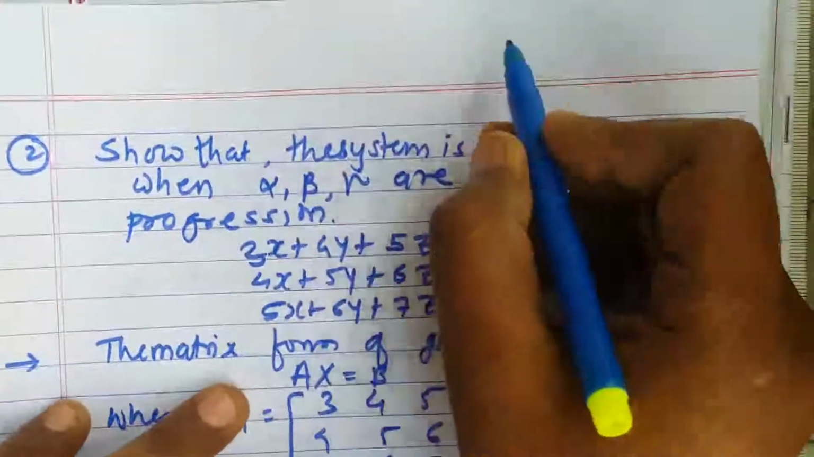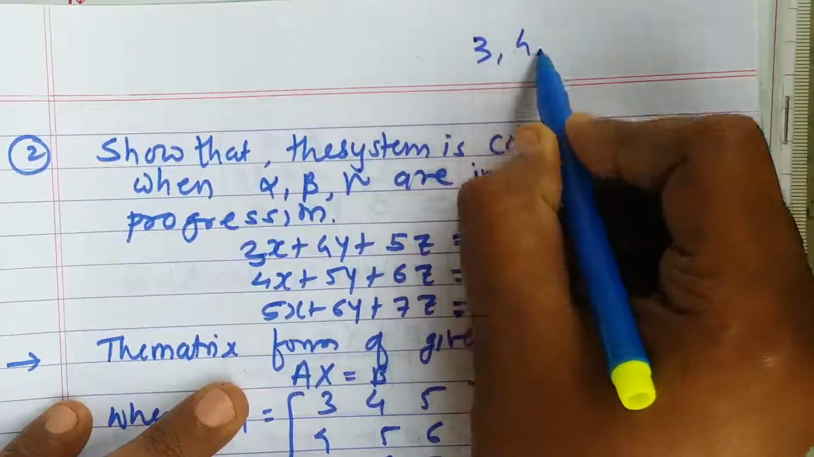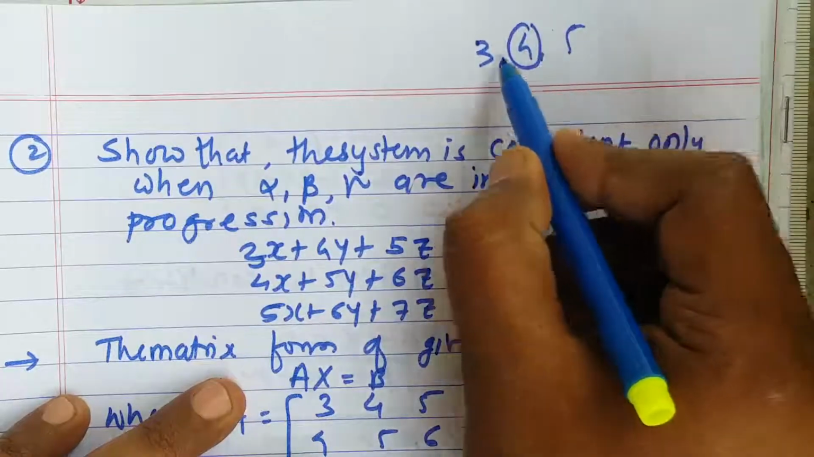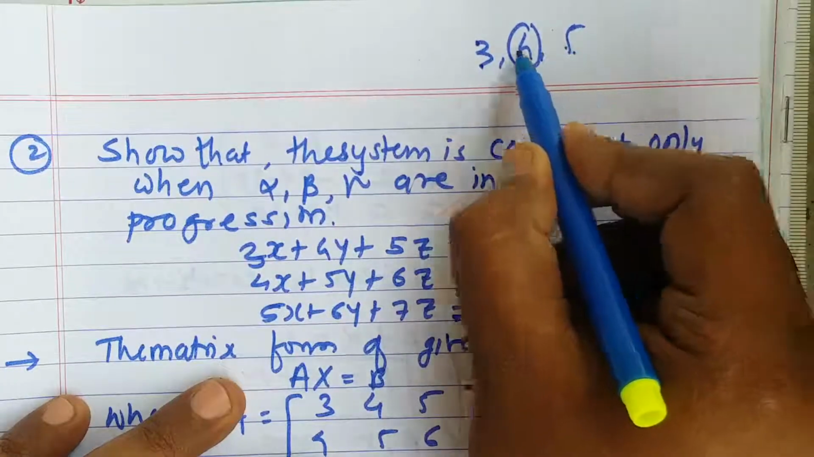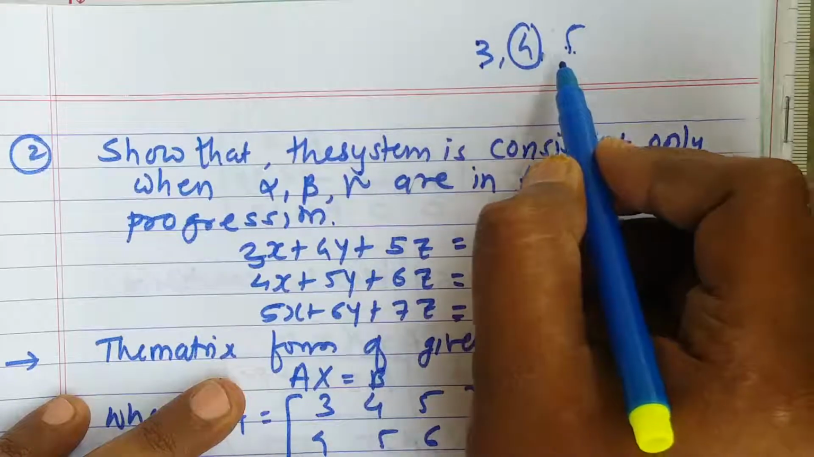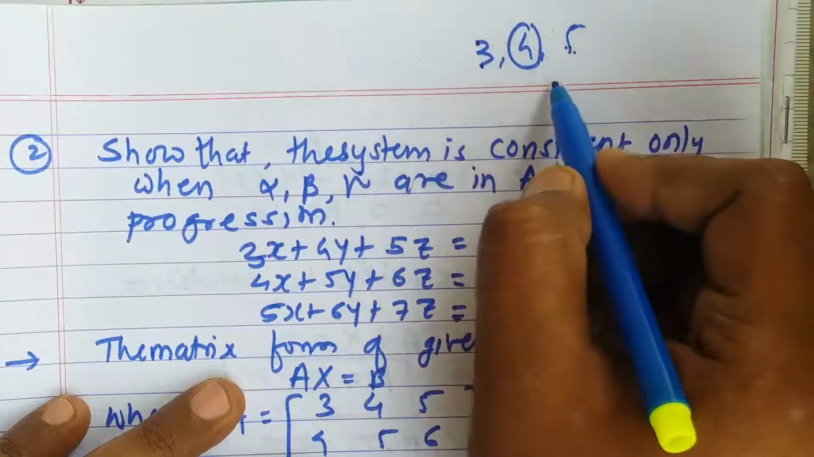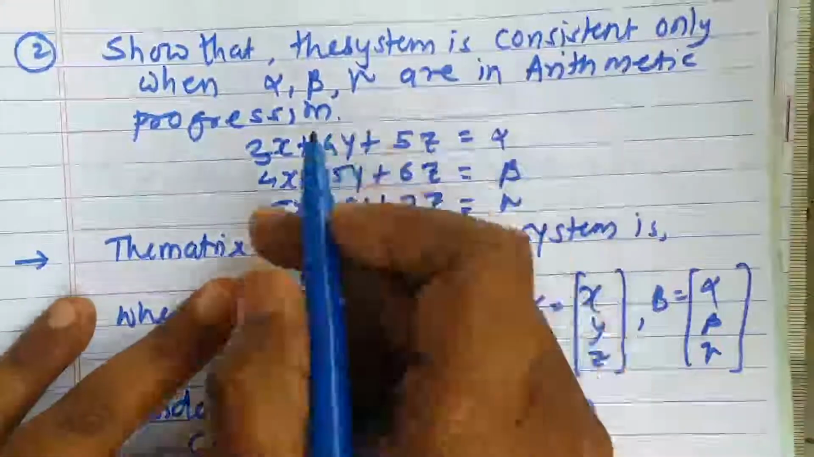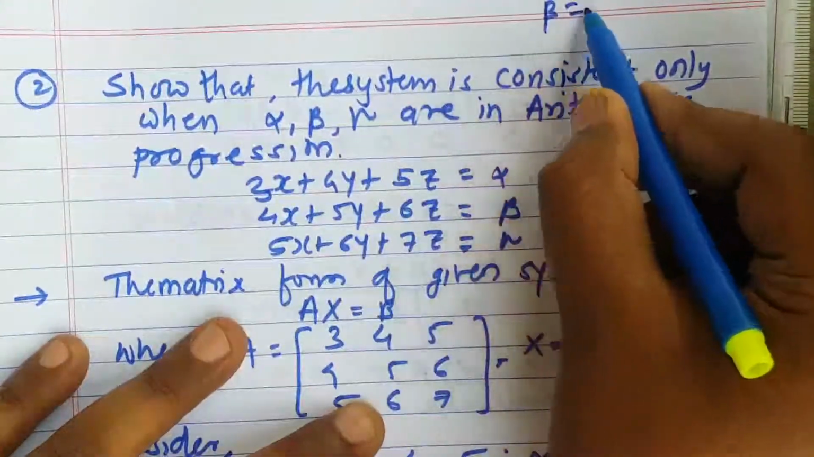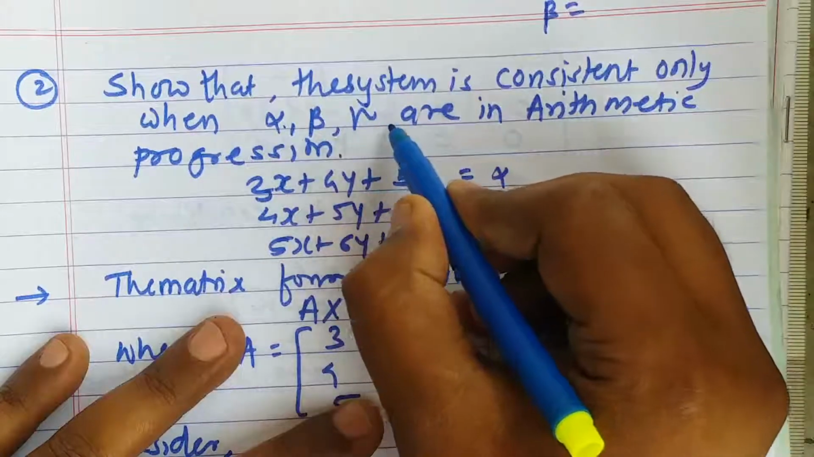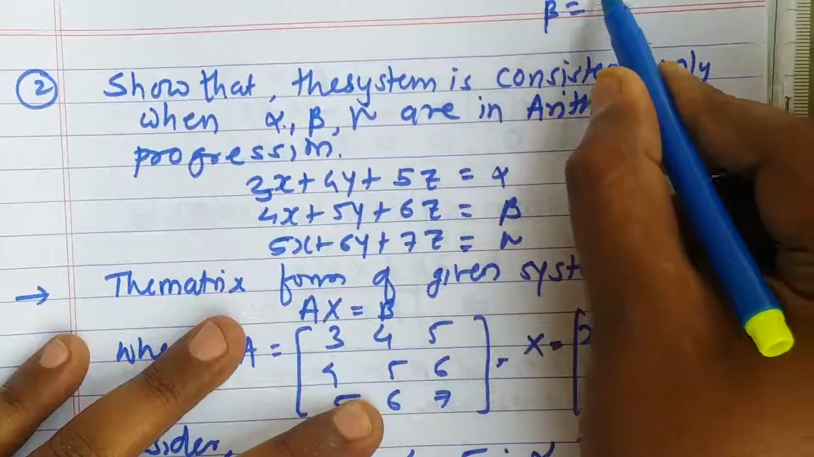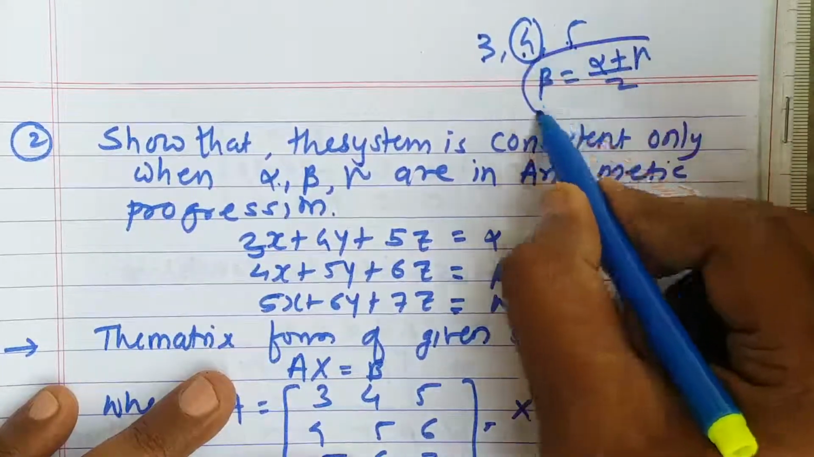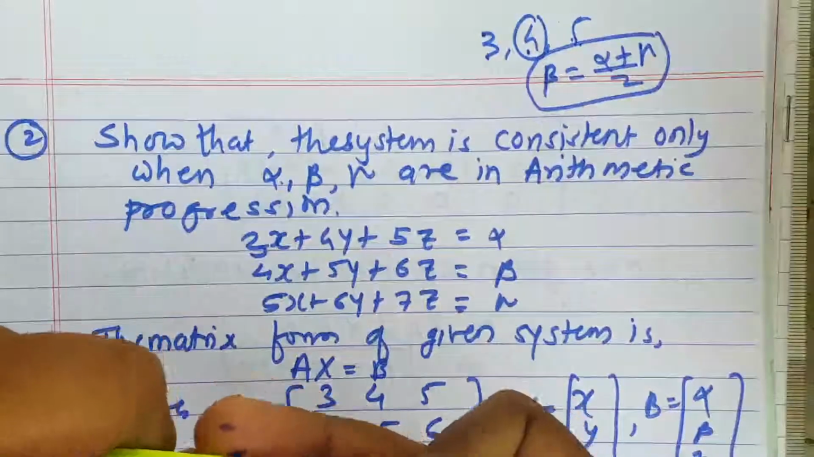For example, if you consider the three natural numbers 3, 4, 5, we know the natural numbers are in arithmetic progression because the middle number is the average of these two. If you add these two, 3 plus 5, and divide by 2, that is the average of the two numbers: 3 plus 5 by 2, that is 8 by 2, equal to 4. So for the numbers to be in arithmetic progression, we must get the condition that alpha, beta, gamma are in arithmetic progression, meaning the middle number beta must be equal to alpha plus gamma by 2. This is the condition we will get for consistency that we need to show.